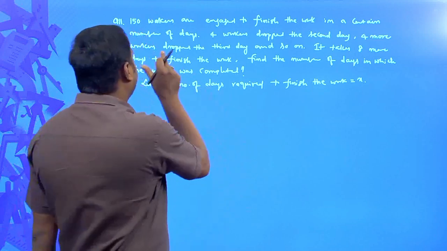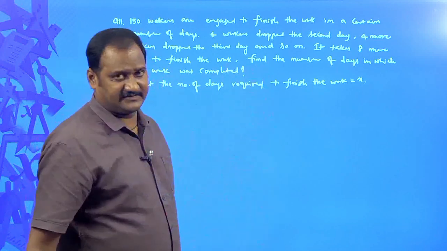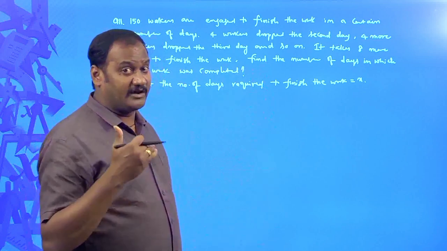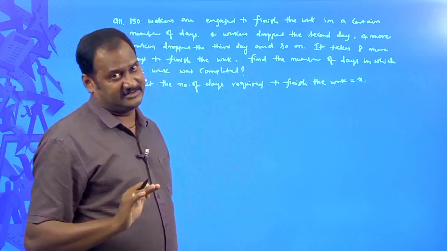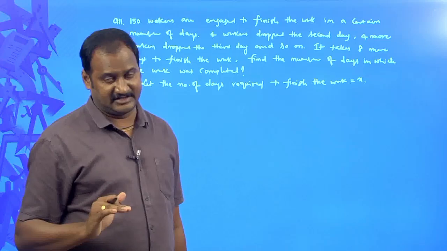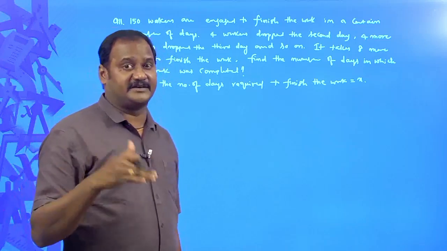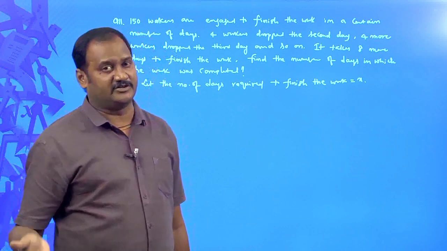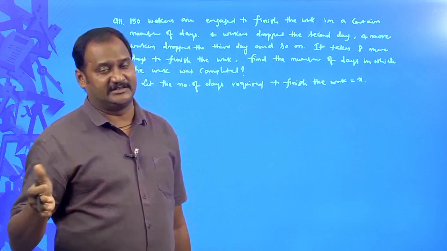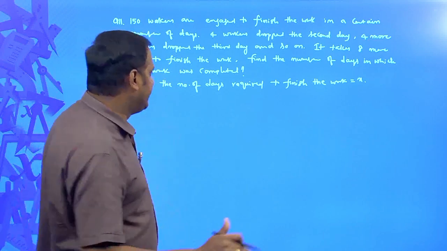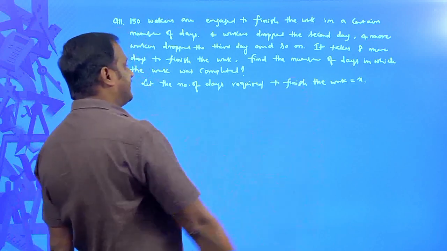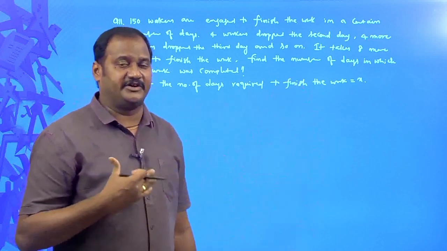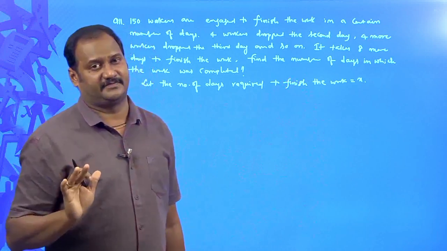So, the initial day there are totally 150 workers, and then the next day there are 150 minus 4 workers, that is nothing but 146 workers. In the next day 146 minus 4 is nothing but 142 workers, and so on. We do not know how many days the work will be completed. So, that is why I am taking the total number of days the work requires to finish equal to x number of days.